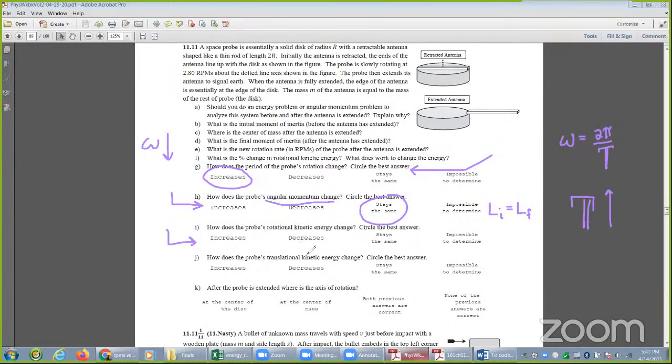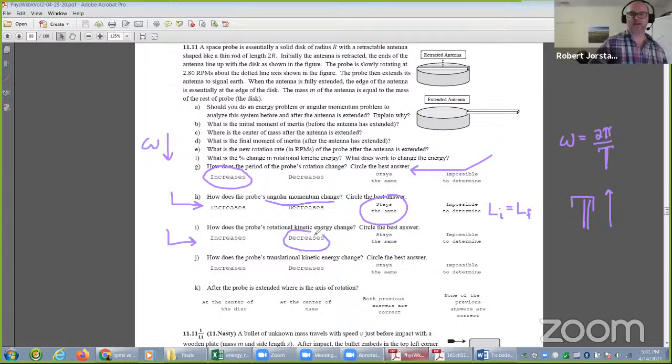Okay, that should decrease. So here's the trick, right? The rotational kinetic energy is 1/2 I omega squared. Whereas in the angular momentum, it's I omega.